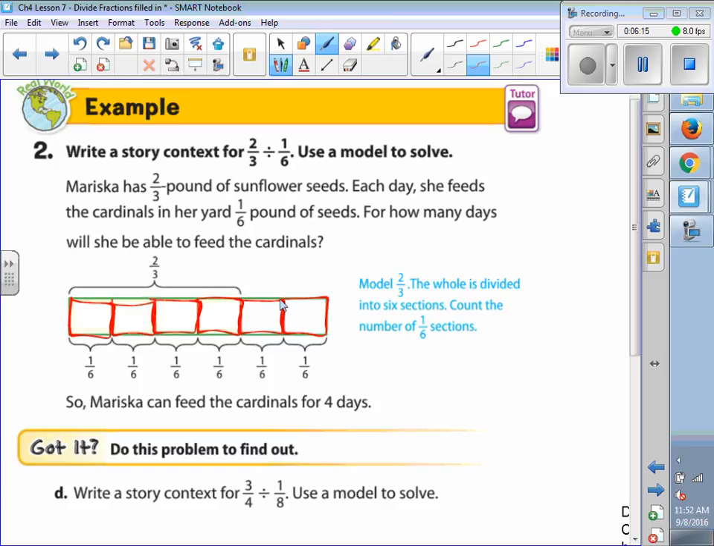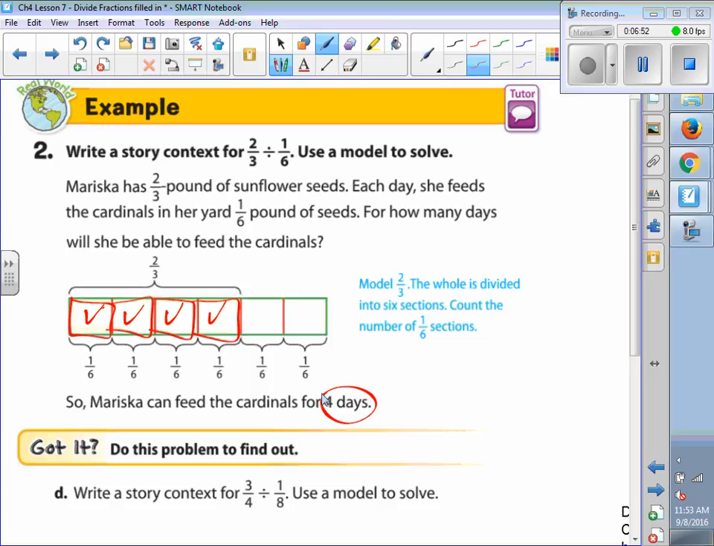1/6. So here, of the 2/3 that she has, how many 1/6 pieces or chunks is she going to be able to give out? 1, 2, 3, 4. So she is able to feed the birds for 4 days. Is everybody clear?